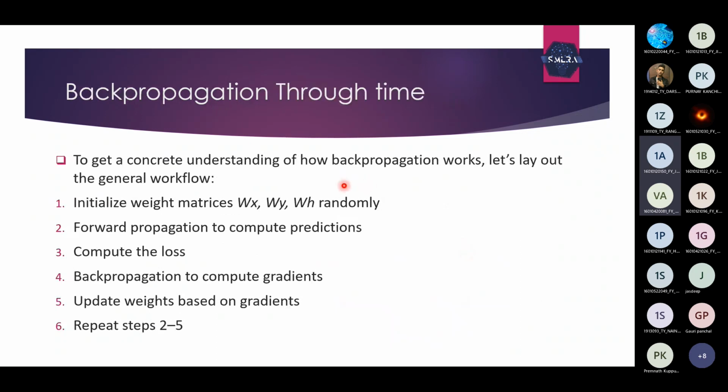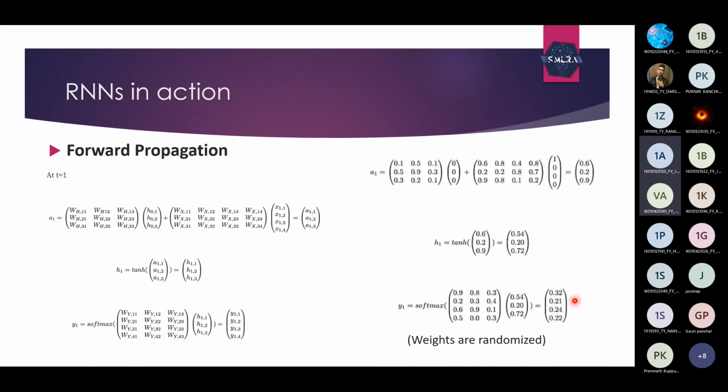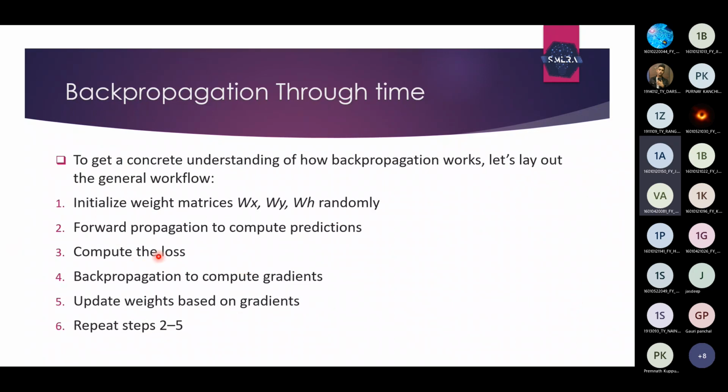So the layout is like, first you initialize the weight matrices randomly. Then you do forward propagation and compute the predictions as we did in this case. We found this. Then you compute the loss. Then you backpropagate to compute the gradients with respect to the loss, and update the weights based on the gradients, and you repeat these steps for every input data you have. So if you have, what time is it? You have 4 instances of data, so you repeat this 4 times.